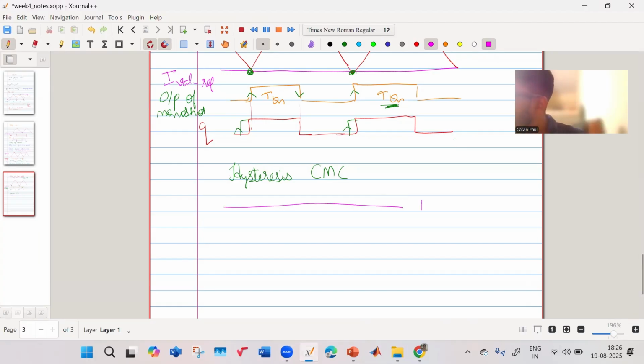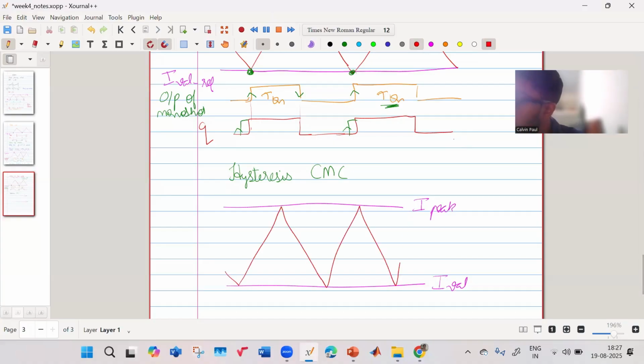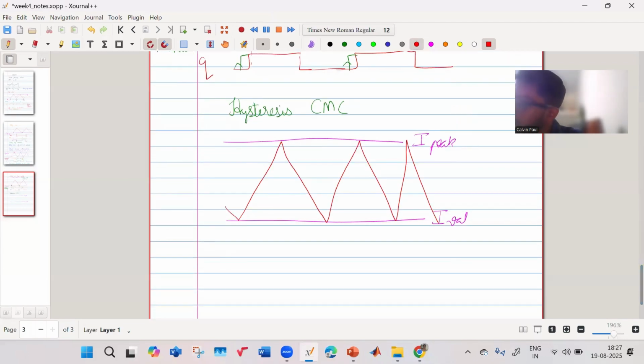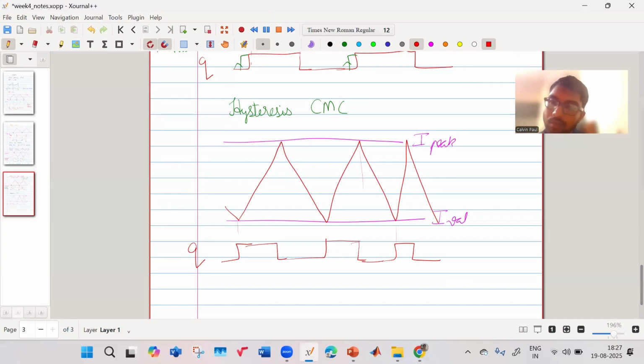So what happens in hysteresis current mode control is, we have a peak, we have a valley. In between this, your current will rise, fall, rise, fall, rise, fall. Okay. So at this instant, your gate signal goes high. When it touches this, your gate signal goes low. Touches here, it goes high. Again, when it touches here, it goes low. Similarly, it happens like this as well. So this is your gate signal Q.